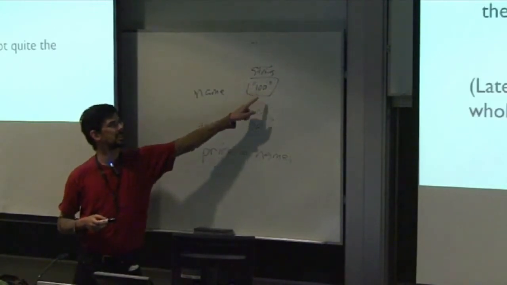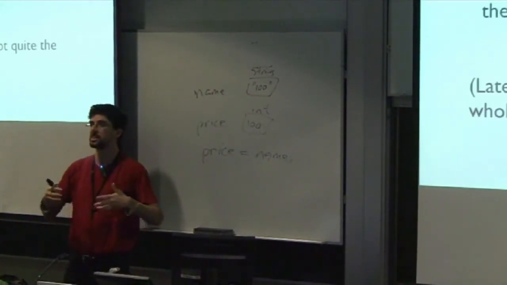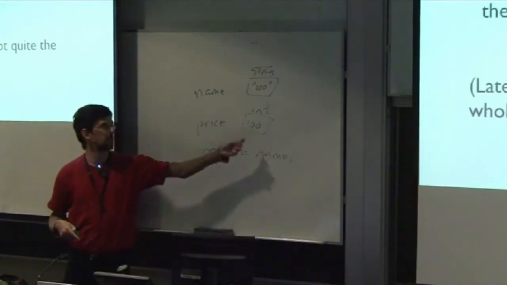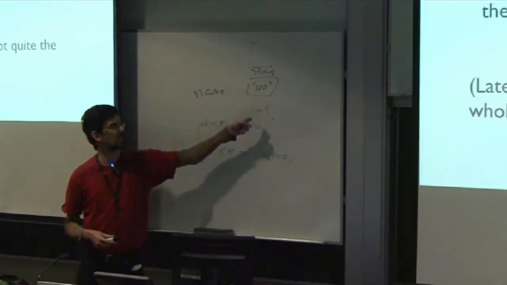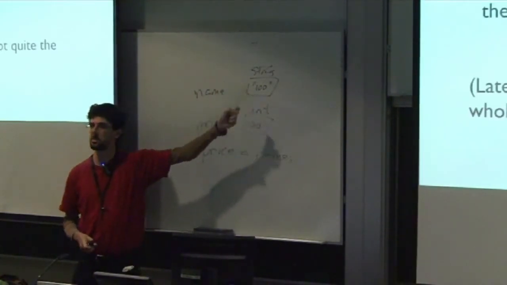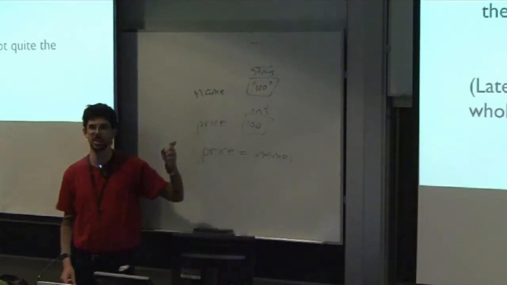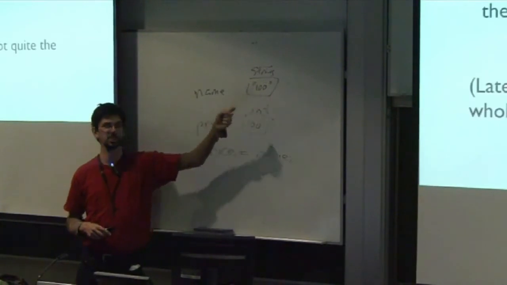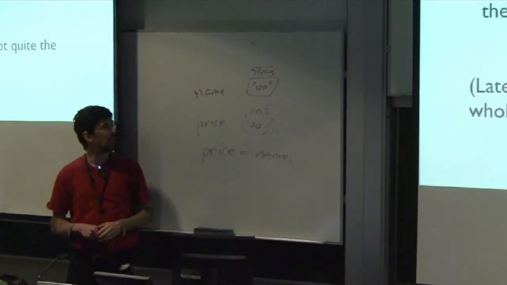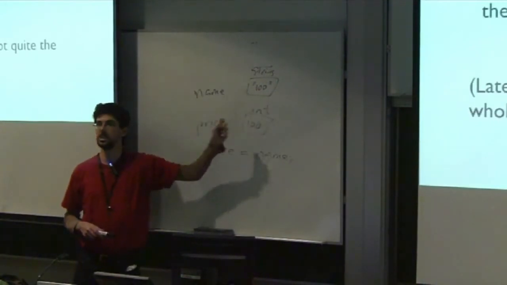This string 100 is different from this number 100. The string 100 is the characters 100. The number 100 is the number itself. And Java doesn't know that these mean the same thing in some sense. And there's a good reason why, because they might not mean the same thing. I mean, there's lots of different ways you could interpret that string. And so Java doesn't automatically convert these for you.